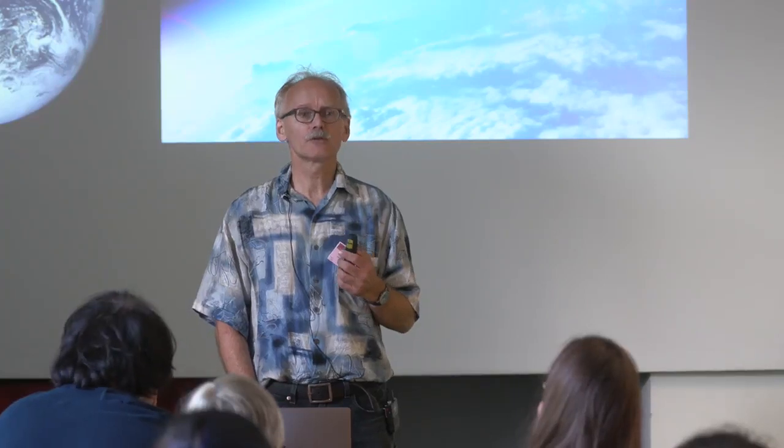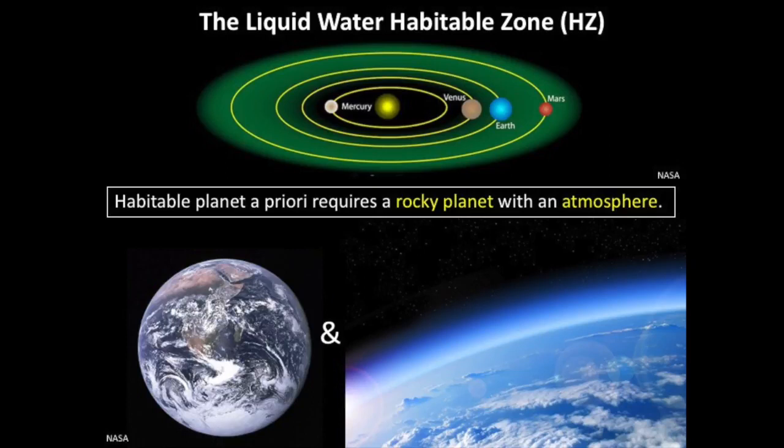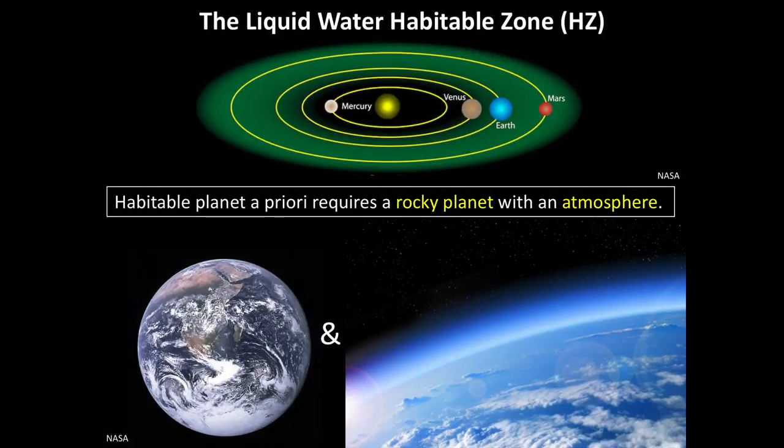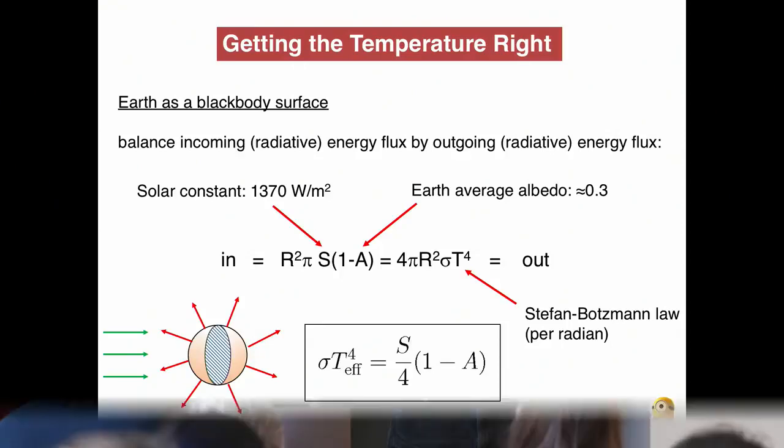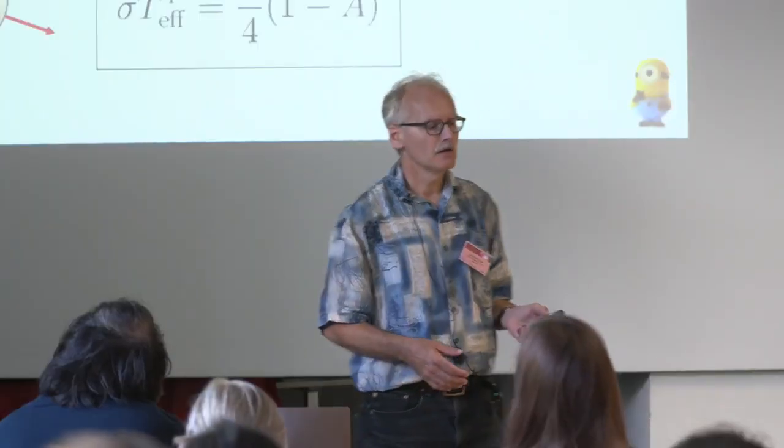So we look for liquid water, not water vapor, not water ice. That's not very helpful. We need a solid surface to get there. And we need an atmosphere. That's often forgotten. You cannot put liquid water on the moon. Doesn't work. We need pressure. So we need both. Now, how do we calculate what the temperature will be on a planet that has a solid surface, liquid water, and an atmosphere?